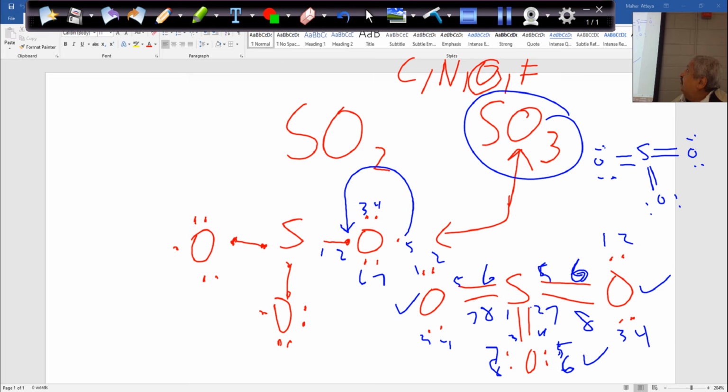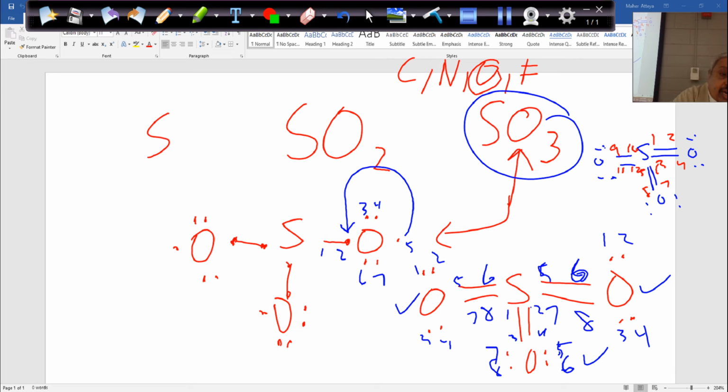How about sulfur? Sulfur has 12. Look at this. It is violating the octet rule, but we don't care about it. Sulfur has 1, 2, combined and non-combined, 3, 4, 5, 6, 7, 8, 9, 10, 11, 12. So sulfur has 12, 3 sets of bonding double bonds. So it has 12 valence electrons. But we don't care about sulfur. We care about oxygen. So it's a double bond.